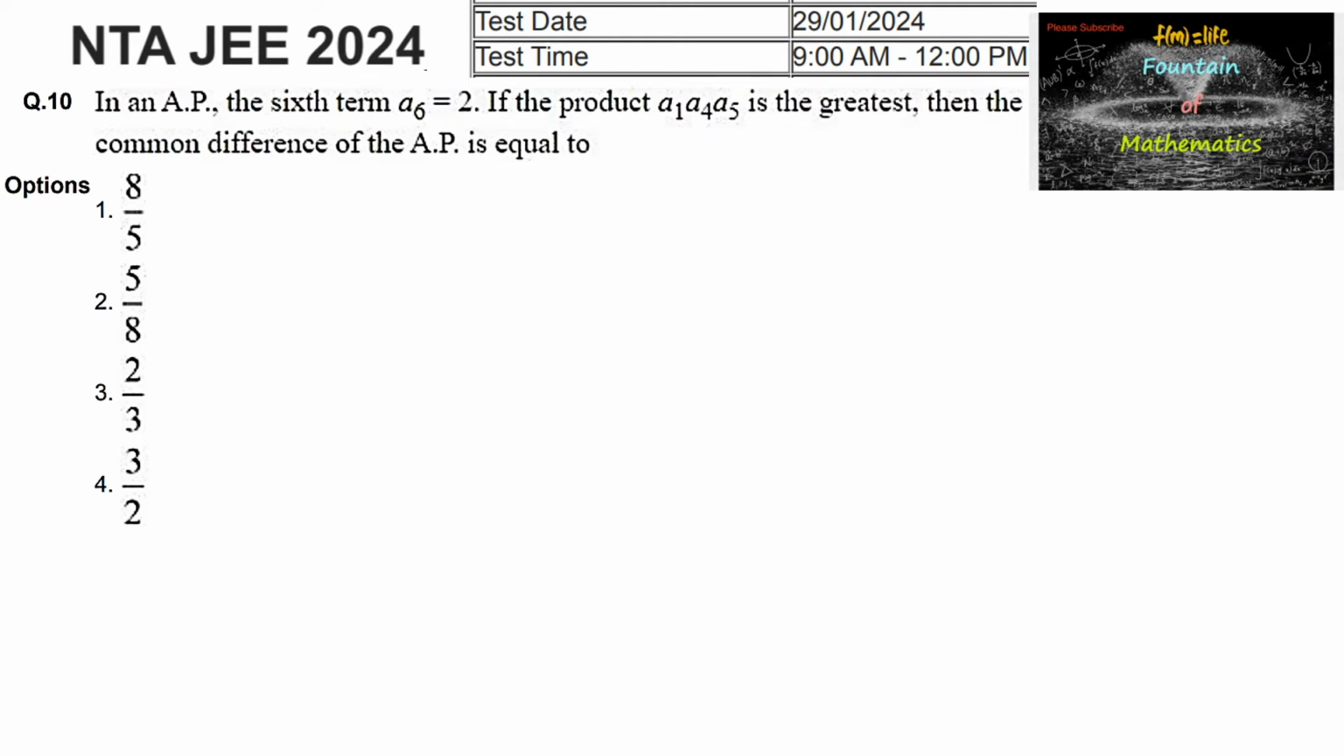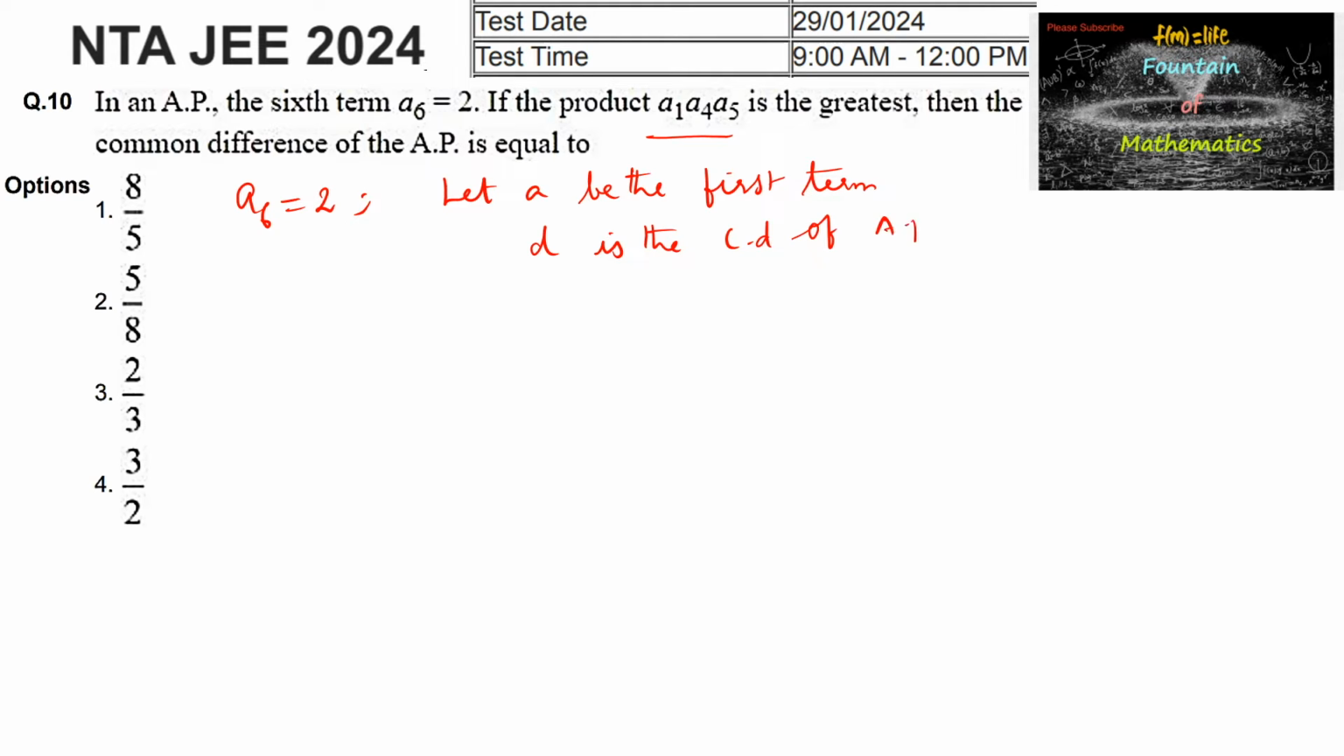In an arithmetic progression, the sixth term is 2 and the product a1, a4, a5 is the greatest one. Let a be the first term and d the common difference of the arithmetic progression AP. So we can write a6 as a plus 5d is equal to 2. So we can write a is equal to 2 minus 5d.